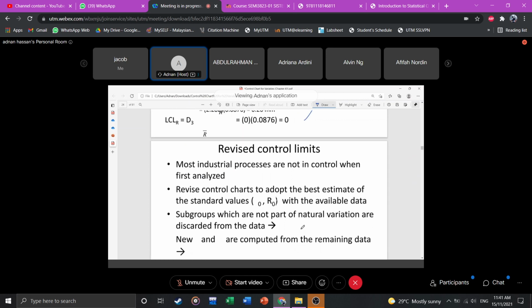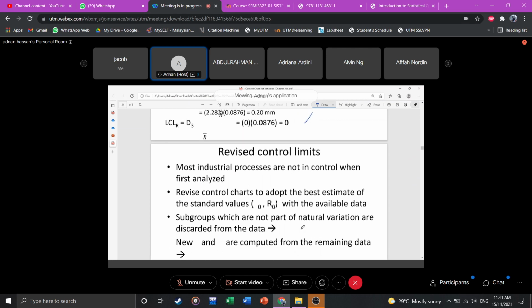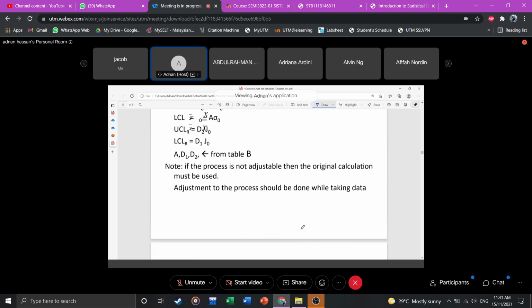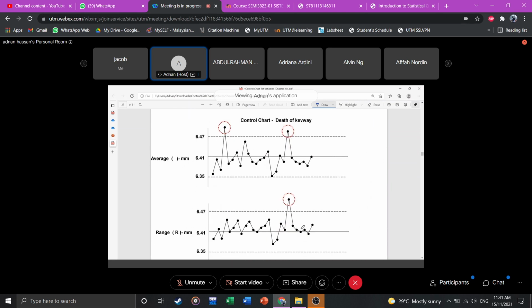Now let's say after you have plotted, you found out that some values are not in control. For example, you may find that there are points outside. After investigation, you know that this point has an assignable cause. You must know that it is an assignable cause. If we cannot identify the assignable cause, we cannot remove it, so we have to discard the data or revise.